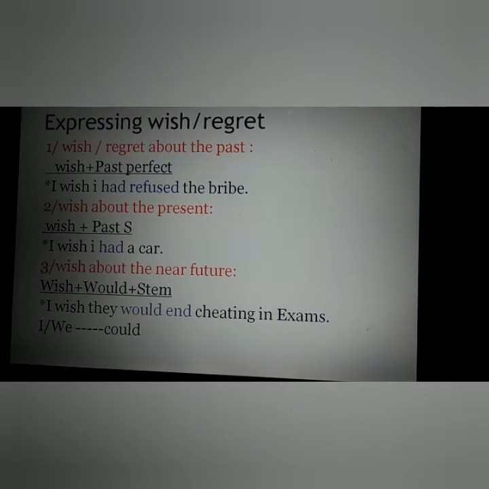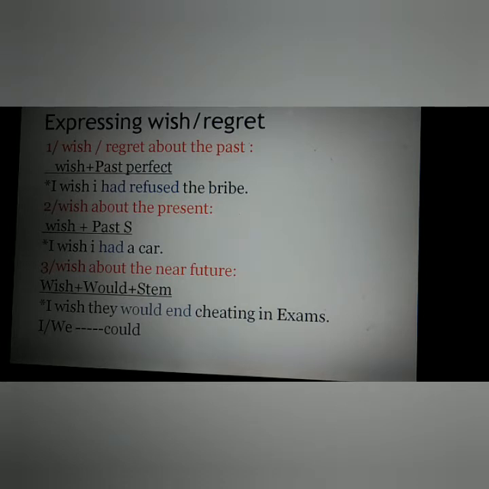Here, expressing wish and regret. We have 3 expressions: wish about the past, wish about the present, and wish about the near future. For the wish or regret about the past we use wish plus past perfect. Here is an example: I wish I had refused the bribe. It is something that happened in the past and he regrets it, a wish about the past. So for a wish or regret about the past we use the past perfect. You must understand the sentence: if it is about the past, we put its verb in the past perfect.